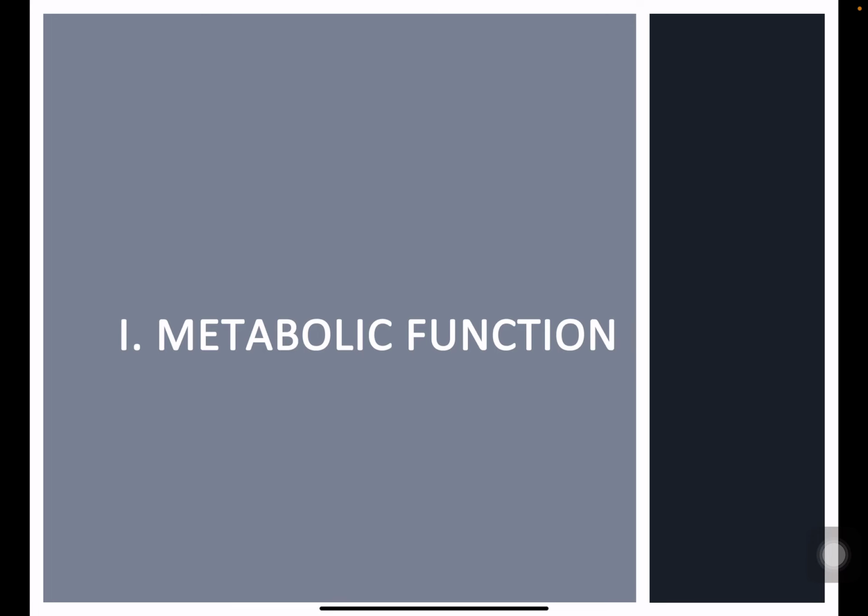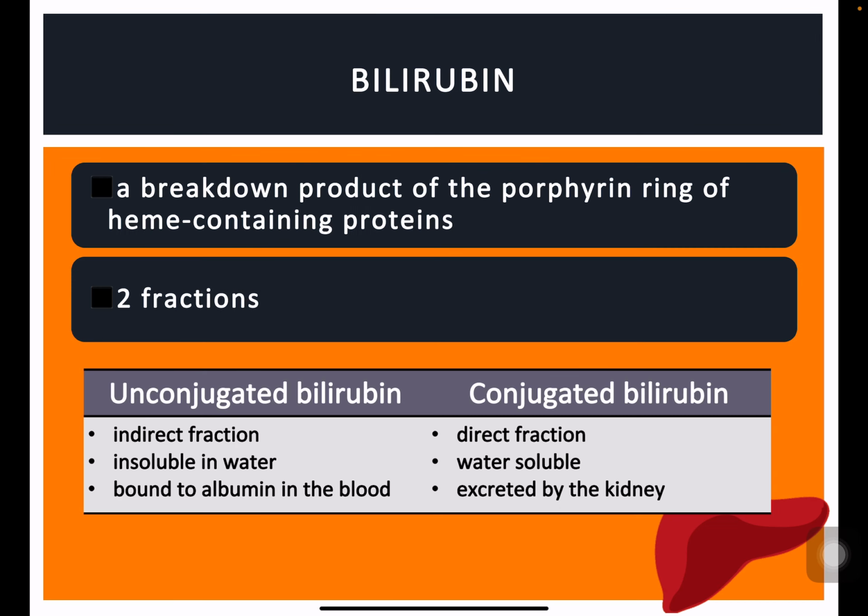Let's first start with the metabolic function, beginning with bilirubin. So bilirubin is a breakdown product of the porphyrin ring of heme-containing proteins. It has two fractions, namely the unconjugated and the conjugated bilirubin. The unconjugated bilirubin is also called the indirect bilirubin. It is insoluble in water and is bound to albumin in the blood, while the conjugated or the direct bilirubin is water soluble and it is excreted by the kidneys.